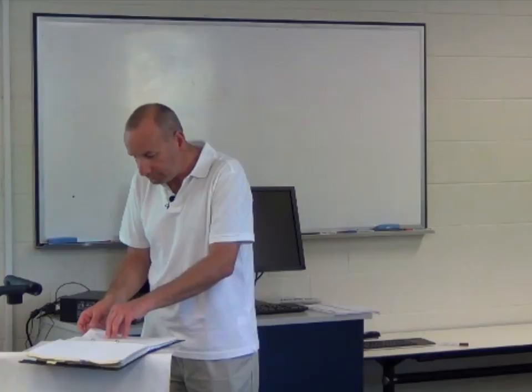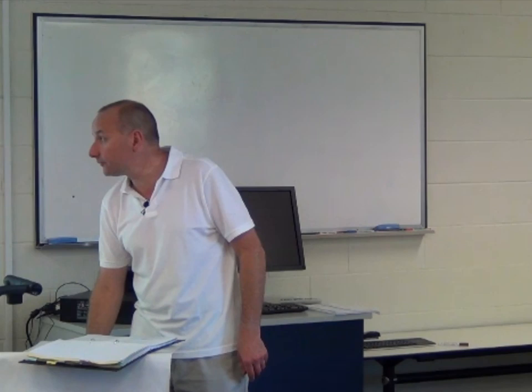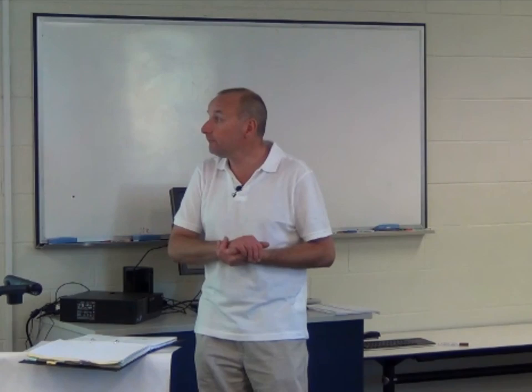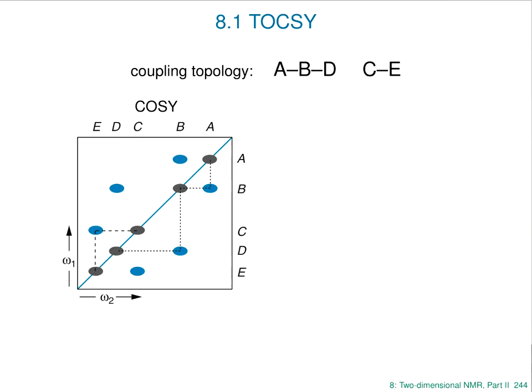Now I'm going to finish up going back to homonuclear spectra and just tell you a little bit about another kind of spectrum which is related to COSY, which is this TOCSY spectrum. Now when I talked about COSY first of all, I gave you an example where you had A coupled to B coupled to D and C coupled to E.